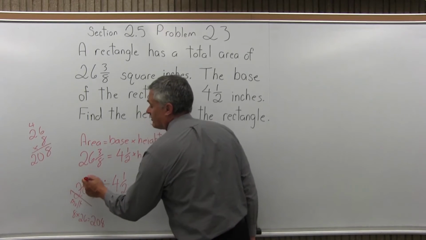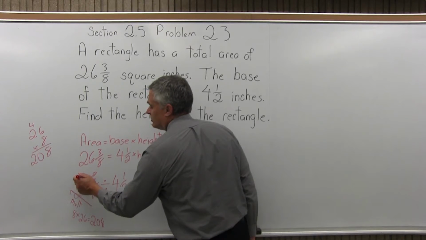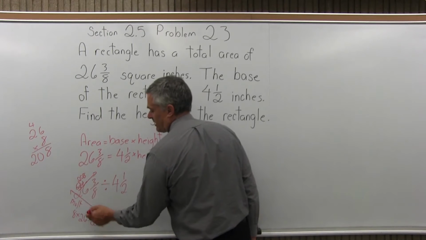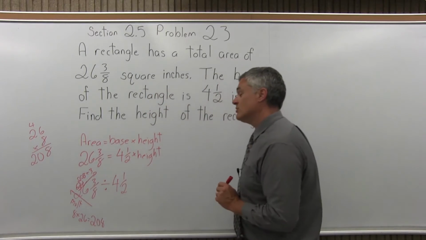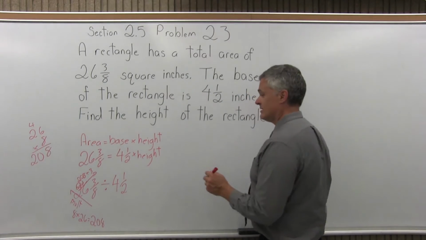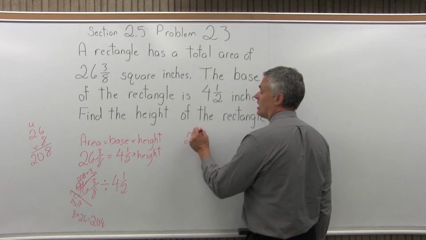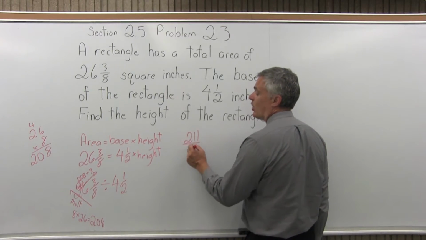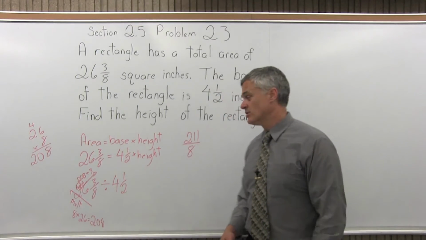And now I take that result and add to the numerator. So I will add 208 that I got from my multiplication plus the numerator, which is 3. So 208 plus 3 more is 211. So the first fraction can be written as 211 over 8. That's the same as 26 3/8, but now it just has a numerator and a denominator.